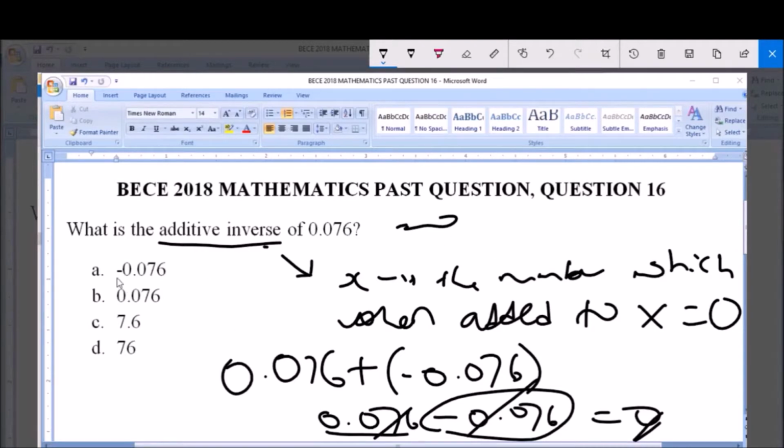So our answer now is minus 0.076, which is A. A is the right answer. The other options are wrong.